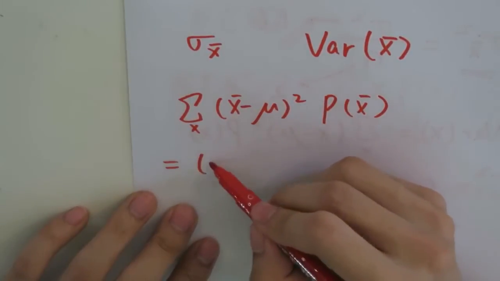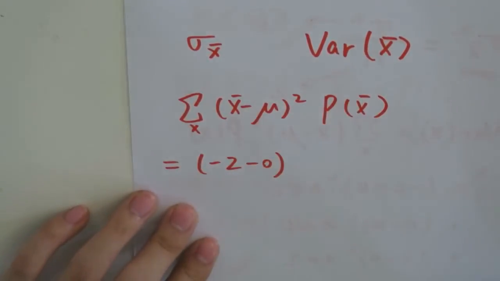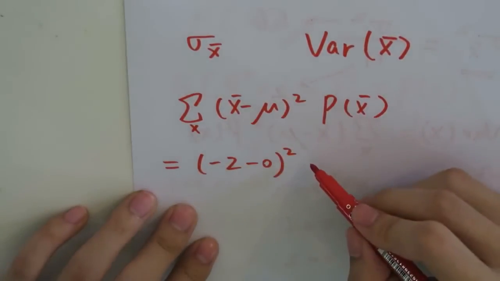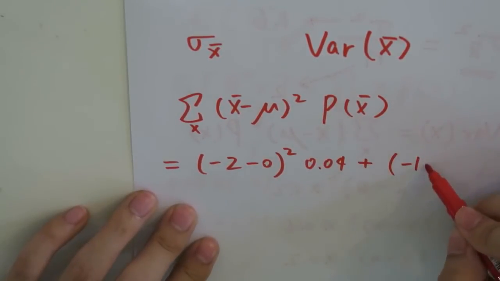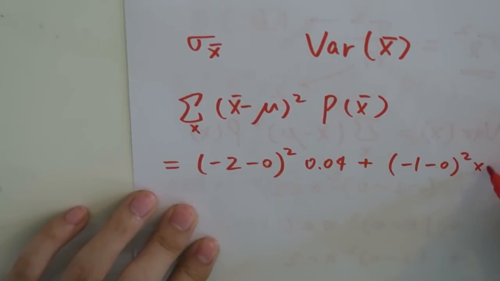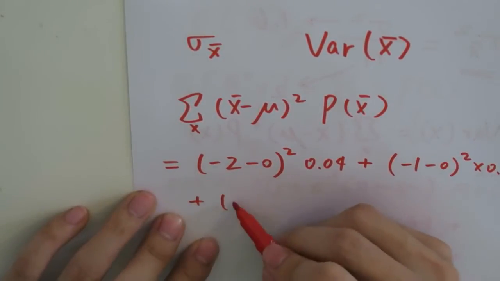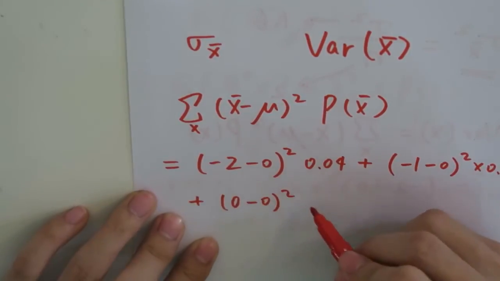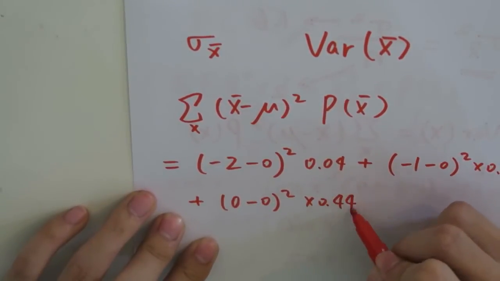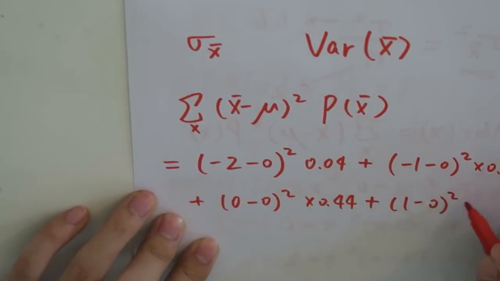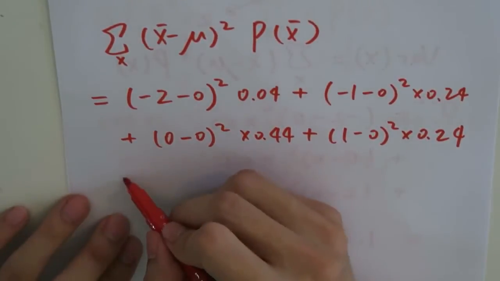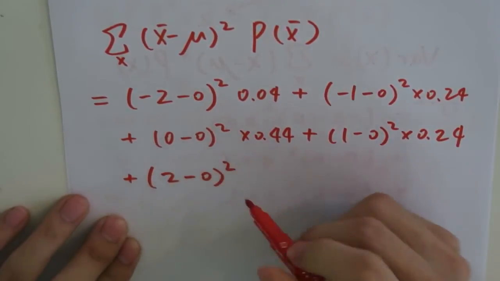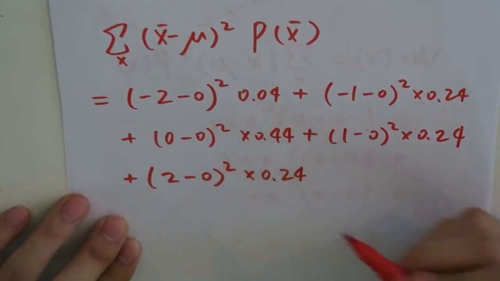It will be -2 minus 0, because from part B we know this mu is also 0, squared, times 0.04 plus -1 minus 0 squared, times 0.24 plus 0 minus 0 squared, times 0.44 plus 1 minus 0 squared, times 0.24 plus 2 minus 0 squared, times 0.24.